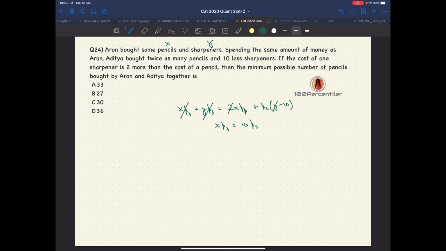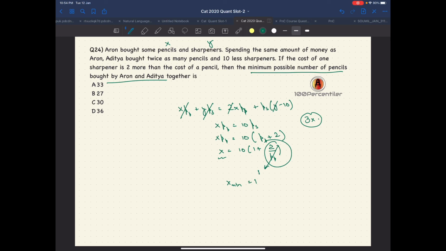Now if the cost of one sharpener is 2 more than the cost of a pencil, so this is X PP, this is PP plus 2. So therefore X is 10 times 1 plus 2 upon PP. Find the minimum possible number of pencils bought by Aaron and Aditya together. So together they bought 3X pencils. Now the minimum value of X is when this particular term becomes 1. This cannot be 0, this has to be 1 because X is an integer. Therefore X minimum is 11 and therefore 3X minimum is 33. Therefore 33 is the required minimum number of pencils bought by them together.